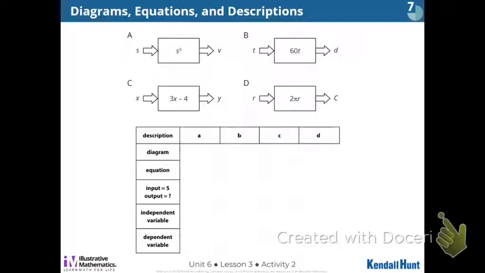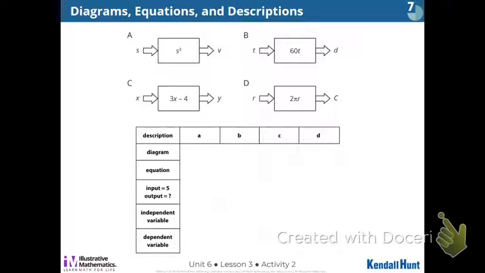Let's roll through a column together. So, who can read me what description A says? Nice and loud. Description A. The circumference C of a circle with radius r. Now, which diagram goes with that?